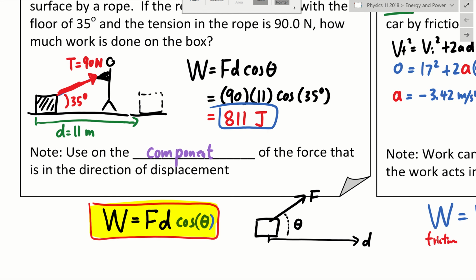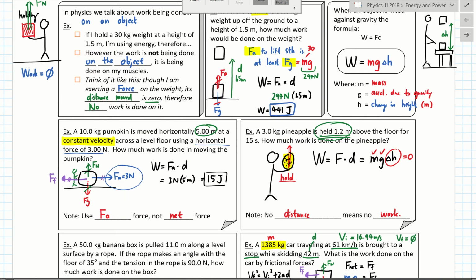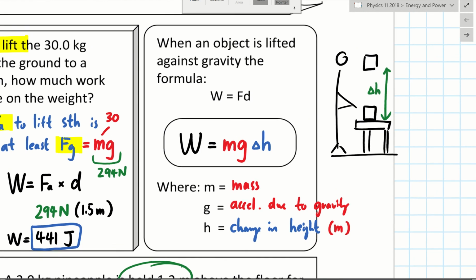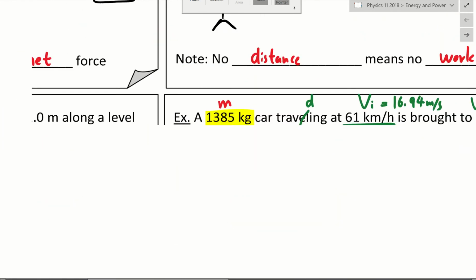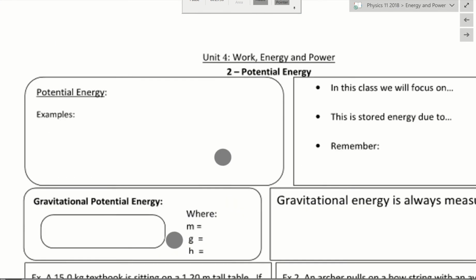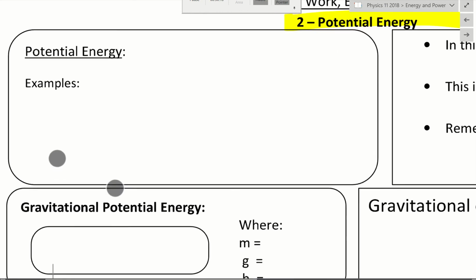Okay, so now that page is done. But this equation right here, let's talk about this a little bit more, which is lifting an object, and that is on our next page. So we're just going to go into that equation a bit more. That equation actually has a special name. That equation is called potential energy. Especially, it's called gravitational potential energy. It's the potential energy of lifting up something.